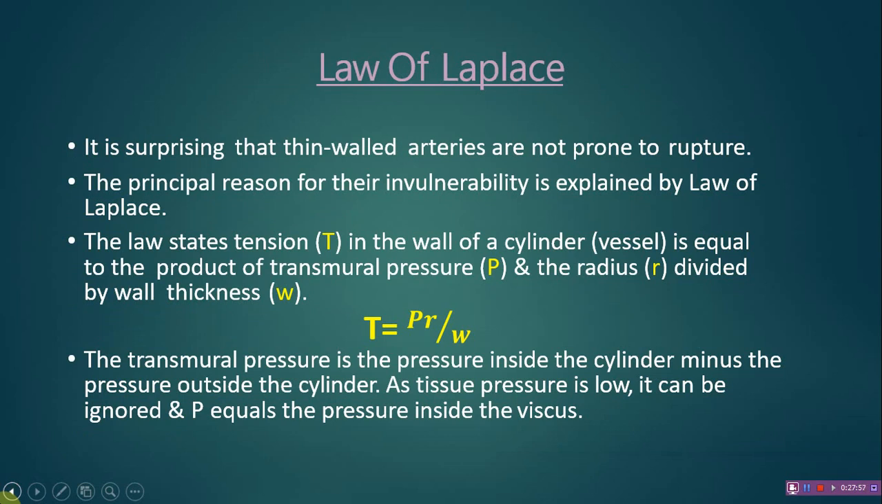Lastly, the law of Laplace. It is surprising that thin wall arteries are not prone to rupture. The principal reason for their invulnerability is explained by the law of Laplace. This law states that the tension T in the wall of a cylinder or vessel is equal to the product of transmural pressure P and the radius R divided by the wall thickness. So T equals P into R by W. The transmural pressure is the pressure inside the cylinder minus the pressure outside the cylinder. As tissue pressure is low, it can be ignored and P equals the pressure inside the viscus.